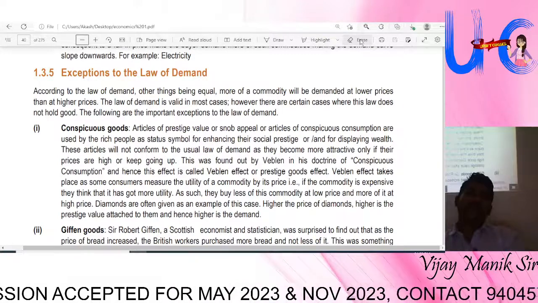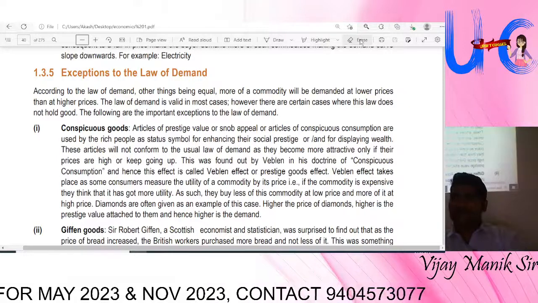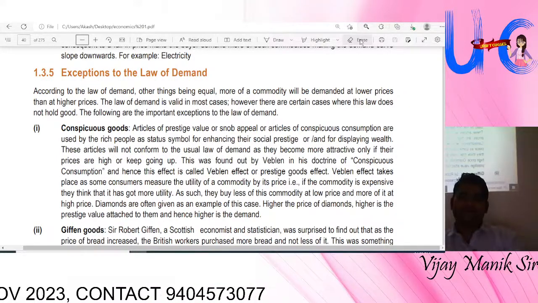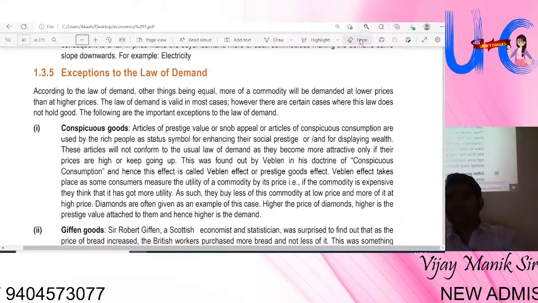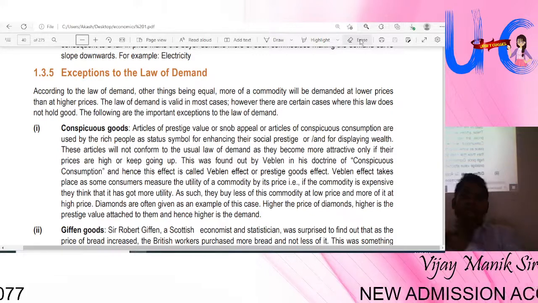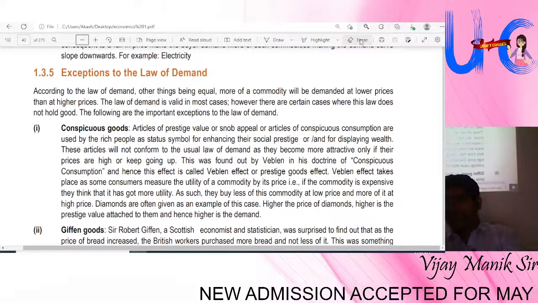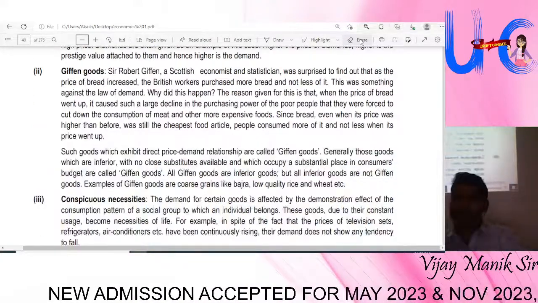Suppose you have to go to buy jewelry. So what will you do, bargaining there? Because these things, these commodities, show our status in society. Are you getting my point? Okay. Giffen goods, it's very famous.